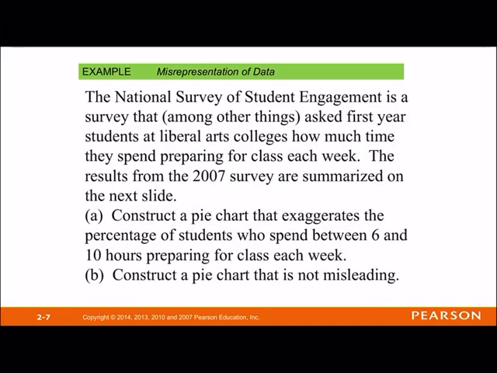Okay, so the National Survey of Student Engagement is a survey that, among other things, asked first-year students at liberal arts colleges how much time per week they spend preparing for class each week. The results from the 2007 survey are summarized on the next slide. Construct a pie chart that exaggerates the percentage of students who spend between 6 and 10 hours preparing for class each week, and then construct a pie chart that is not misleading.